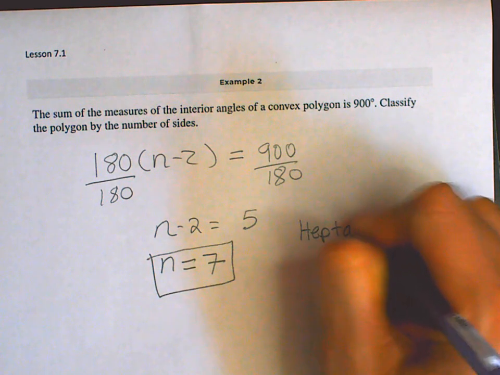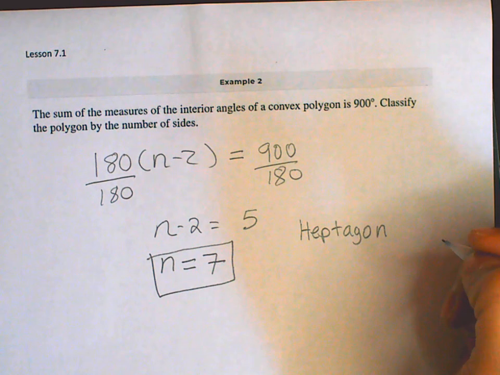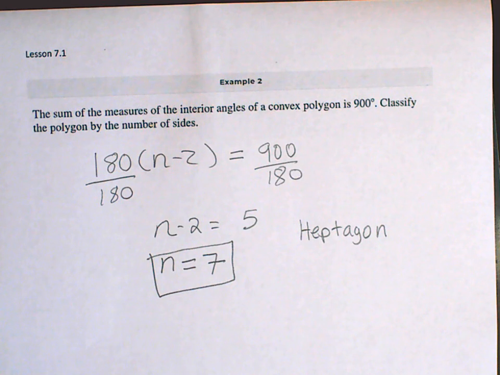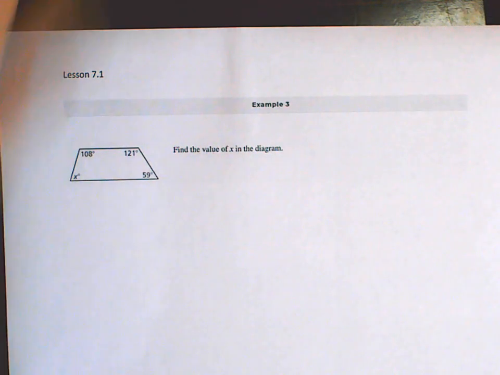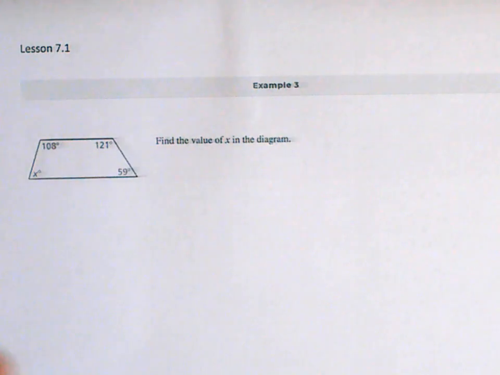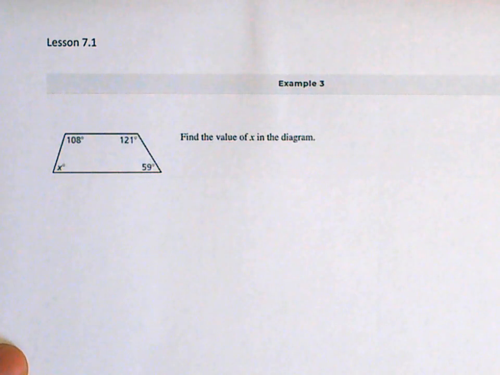Now, if you don't know the names of some of these, it's okay. Google is free. They're in there. So this is example number 2. Let's look at example number 3. In example number 3, let me zoom in a little bit. It says find the value of x for the diagram.